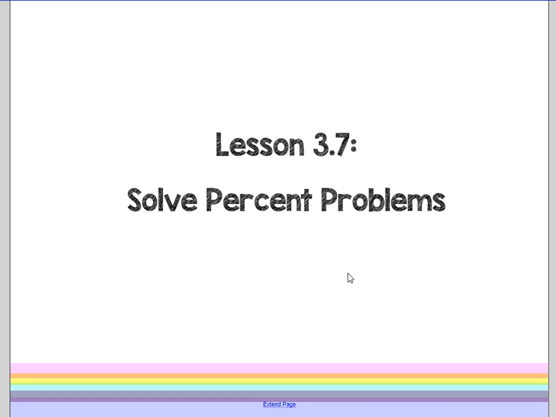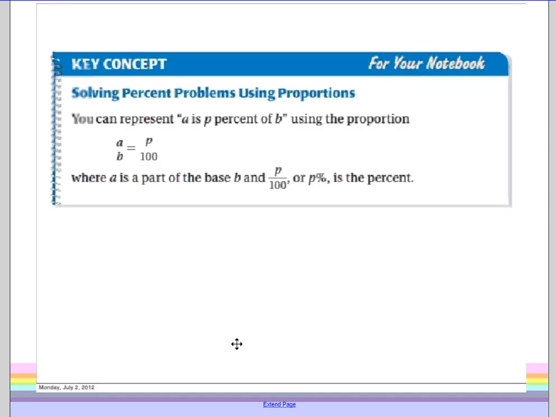All right, welcome to lesson 3.7 on how to solve percent problems. In this lesson, we are going to learn how to solve percent problems in a couple different ways, as well as how to solve percent of change problems. All right, so our first way of solving a percent problem is to use a proportion.